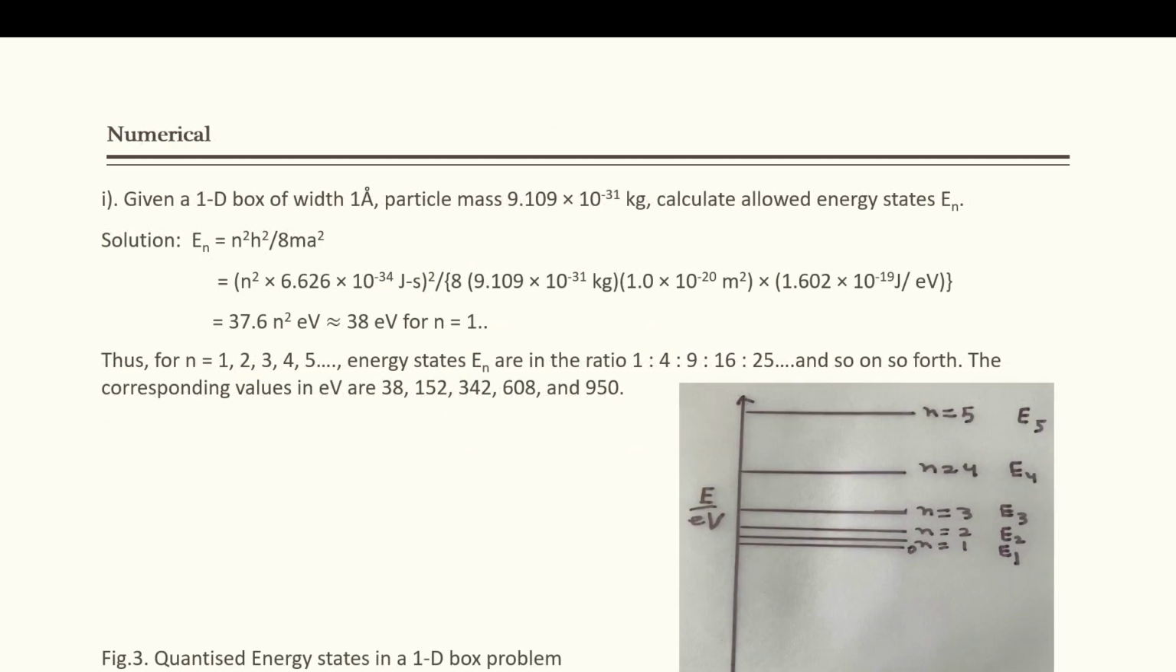Here in this graph, we have done a numerical problem. Energy states have been calculated. They are not continuous, they are discrete, they are not evenly distributed, they are unevenly distributed. So the most important thing is, for a one-dimensional box, a microscopic particle has quantized energy states.